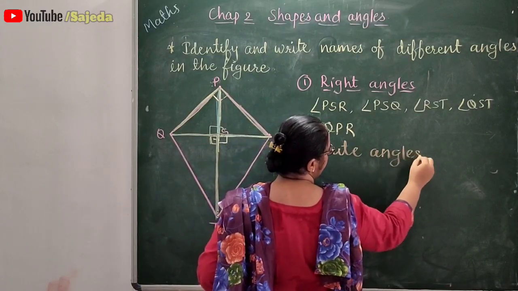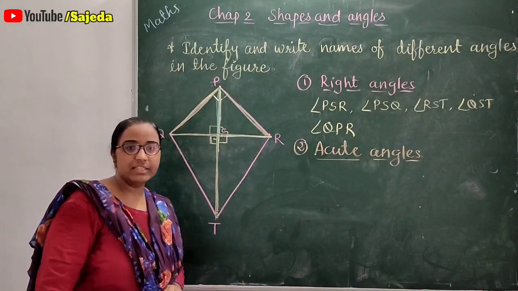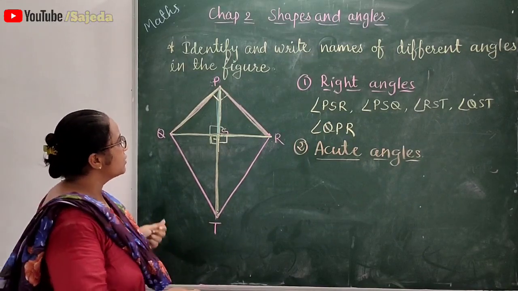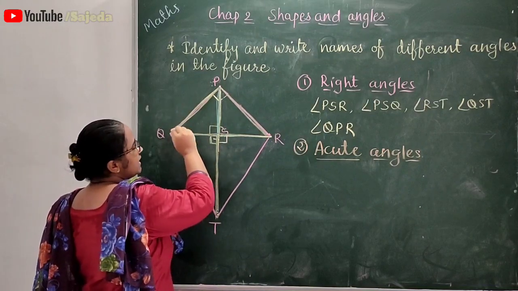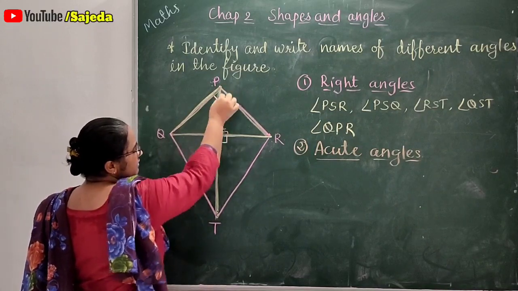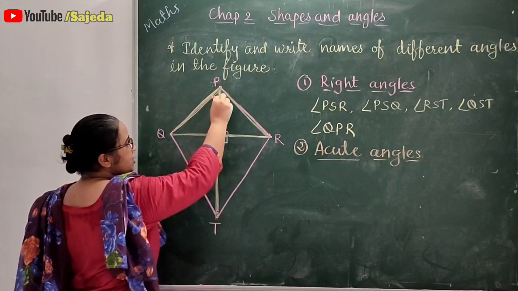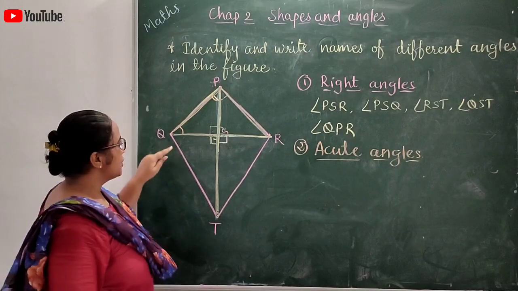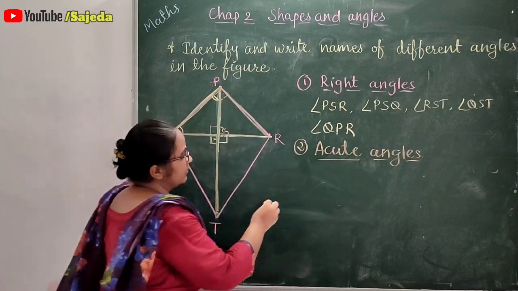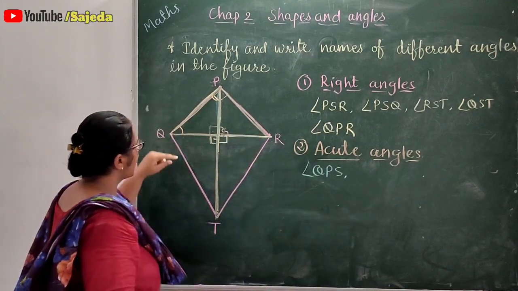The next angles that you have to find out from this figure are acute angles. As I told you, an acute angle looks like English alphabet V, and it is smaller, less than 90 degrees. So we'll start from here. In this part you can see that there are 2 triangles, this one and this one. If this is a right angle, then obviously these 2 are acute angles. So the first acute angle we will write is angle QPS.